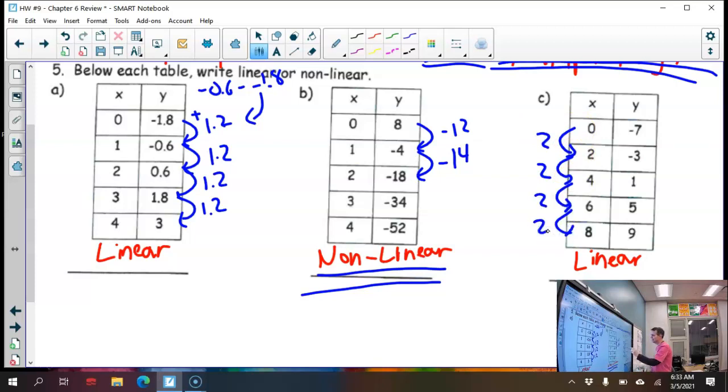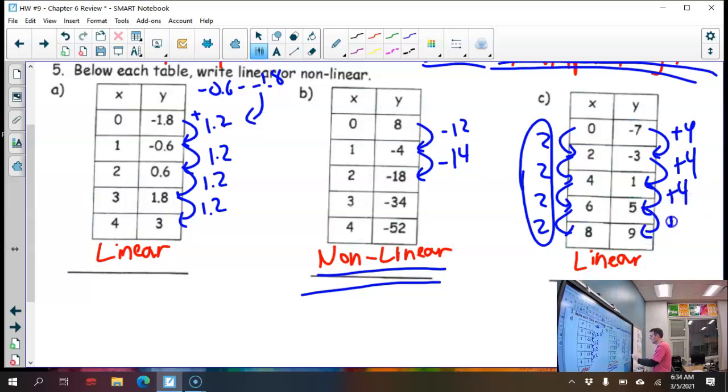But since the x's go by the same amount every time, that means the y's need to go by the same amount every time. So from negative 7 to negative 3, that is going up 4. From negative 3 to 1, up 4. 1 to 5 is up 4, and 5 to 9 is up 4. It does go by the same amount every time, which is why it's linear.